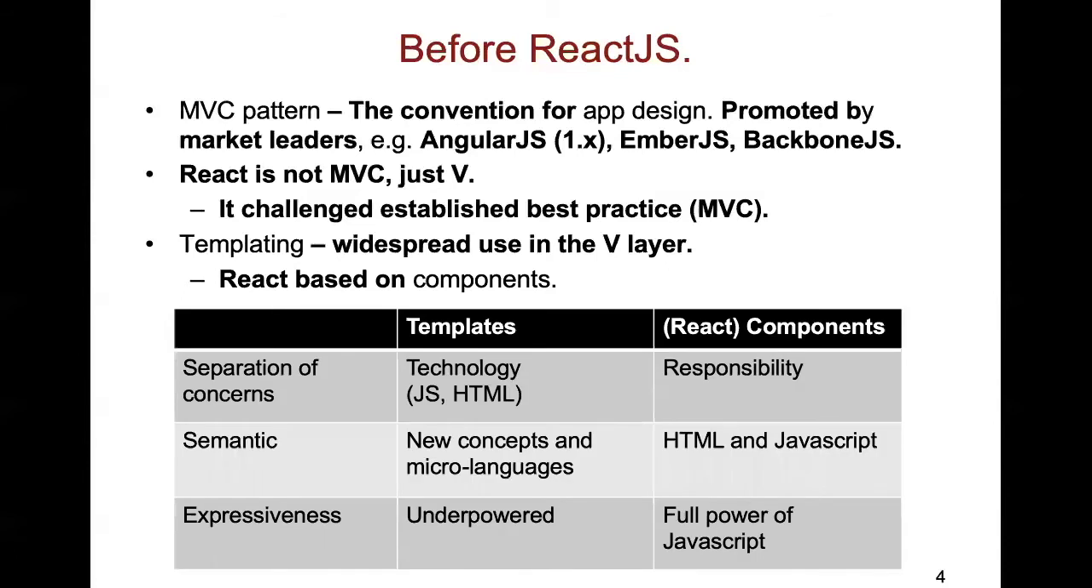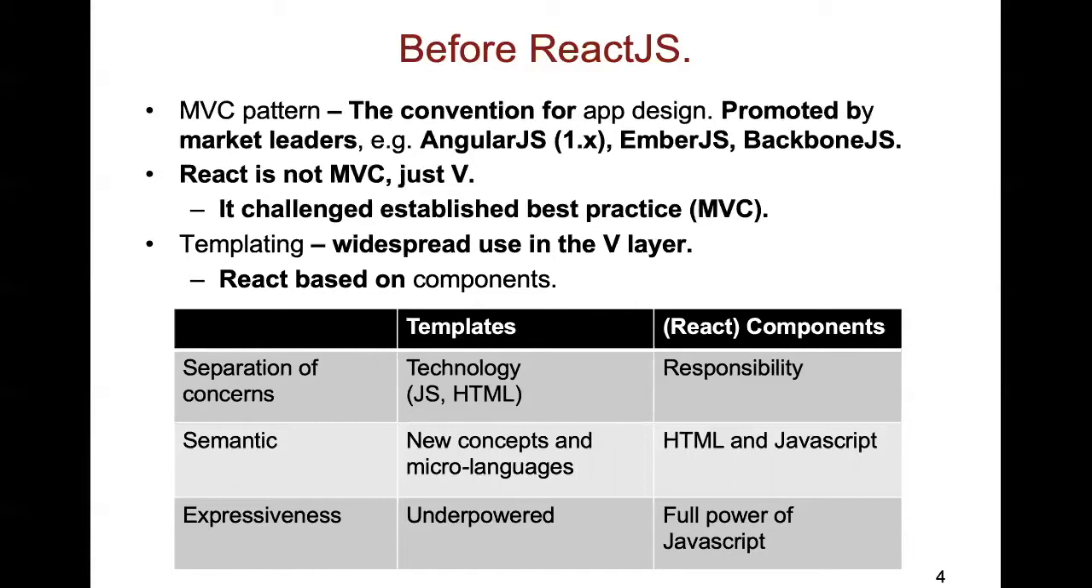Now, the table here compares and contrasts the two, and admittedly, you'd have to have some experience of playing around with React components to be able to appreciate this table. So I'm not going to dwell on it too much, but all the table is telling us is if we compare the templating approach to the React component approach under 3 categories: separation of concerns, semantics, and expressiveness, then arguably React wins on all 3.